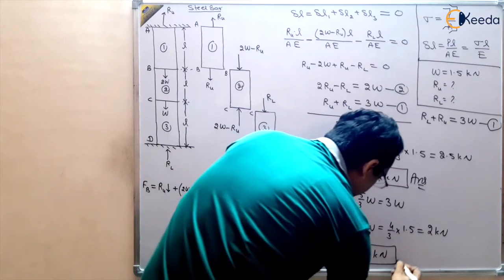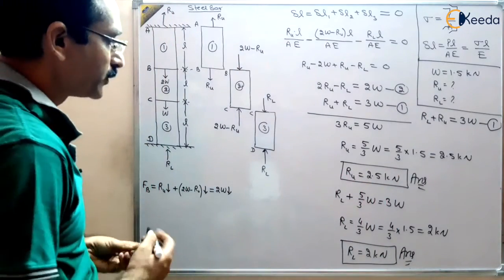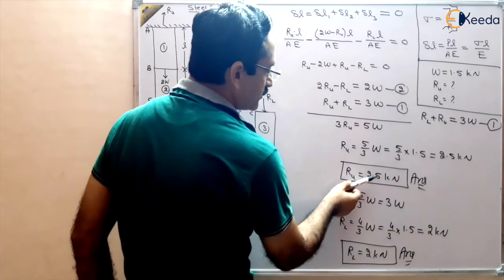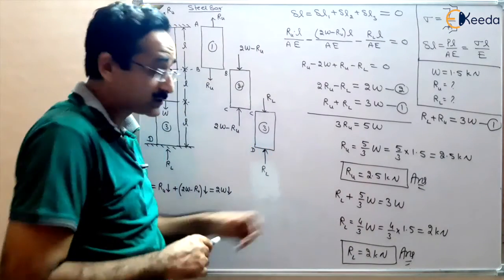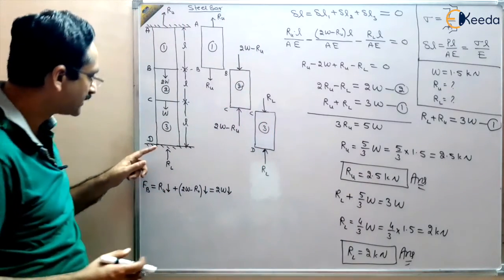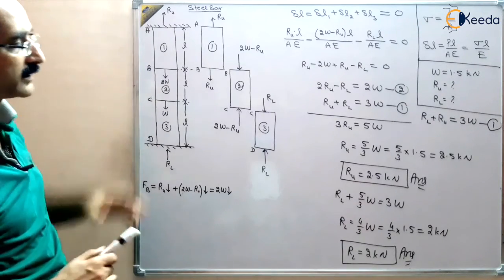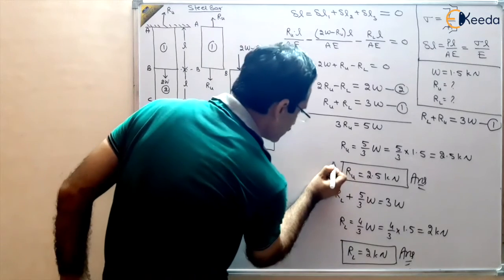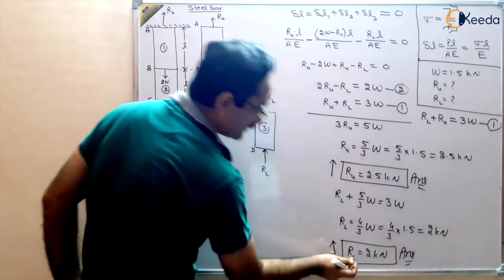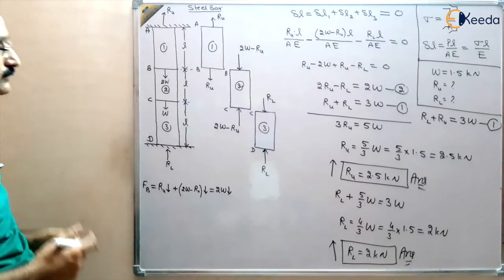So we have got both the reactions, at the lower support equal to 2 kilonewton, and at the upper end it is 2.5 kilonewton, and both are positive. It shows that the direction selected by us was correct, that we have selected both directions as upward. So RU is upward, as well as RL is also upward. It means this is positive, means it is in the direction of the chosen direction.